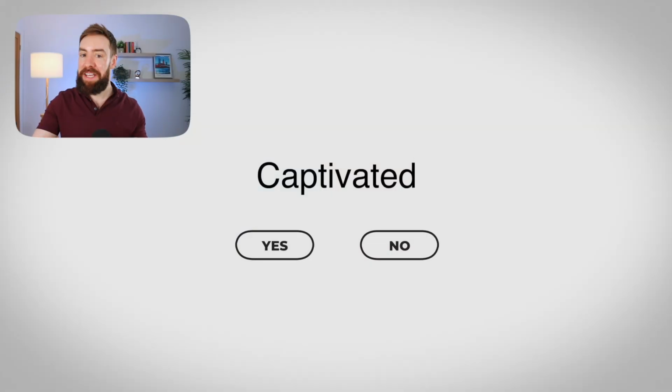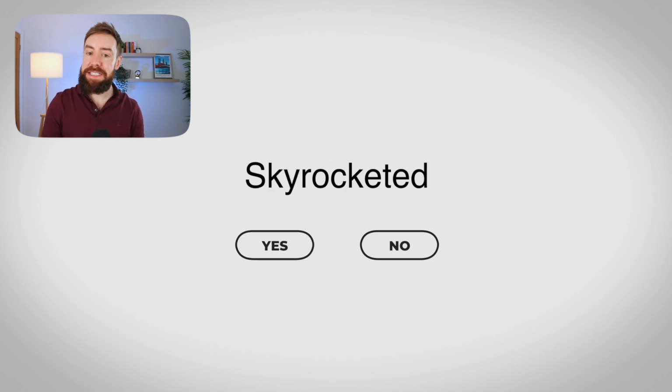And make sure, by the way, that you're marking yourself. Give yourself a tick if you got it right or a cross if you got it wrong. And when you've finished, you can count your score and let me know how many you got right under the video. So number 1, captivated. Yes, it was a real word. 2, skyrocketed. Yes, also a real word.